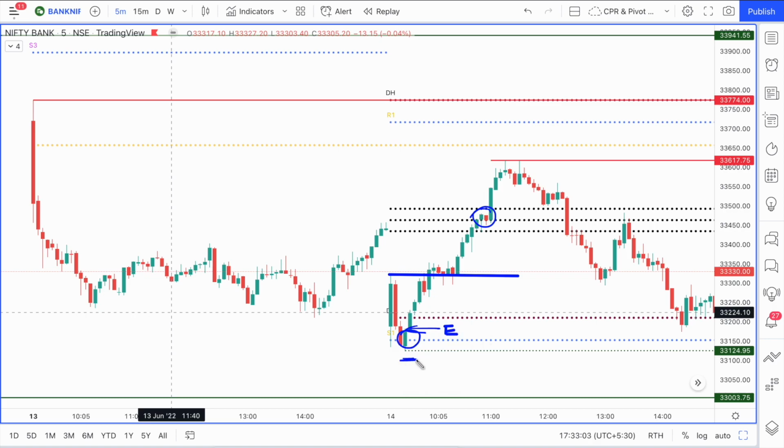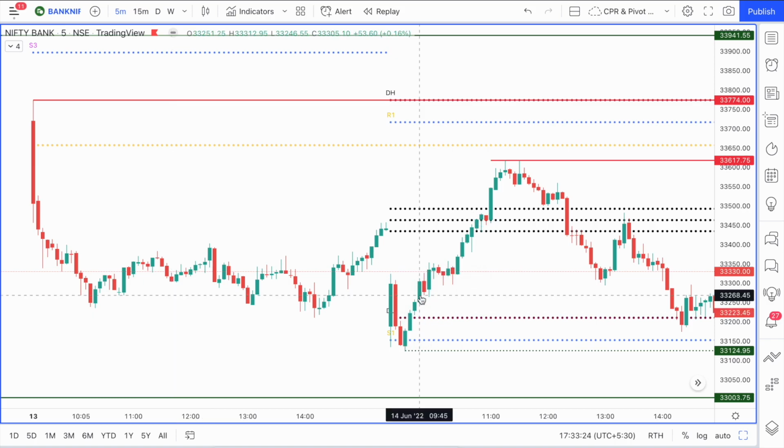Your SL would be somewhere here. Give it some room, give some room for the market to play around, and your target would be at this blue line that I've drawn. This particular thick line that I've drawn, that would be a target. And so you can see here that your target is much bigger than your SL.